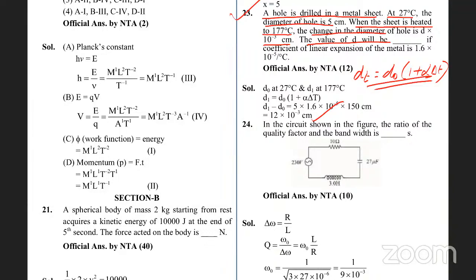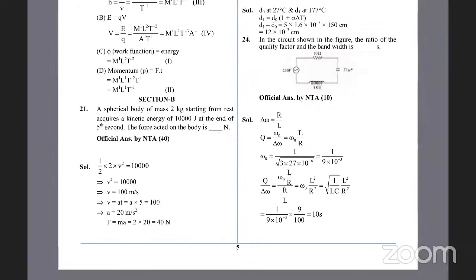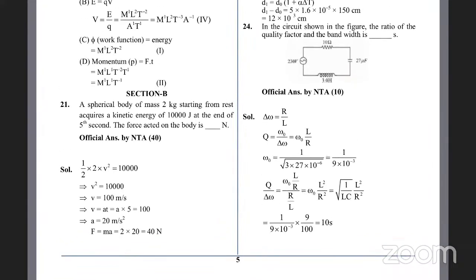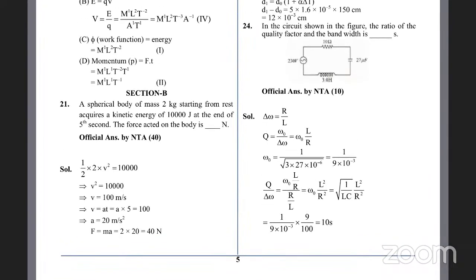Okay. Next, 24th. Now look at 24th question. In a given LCR series circuit, the ratio of quality factor to bandwidth.